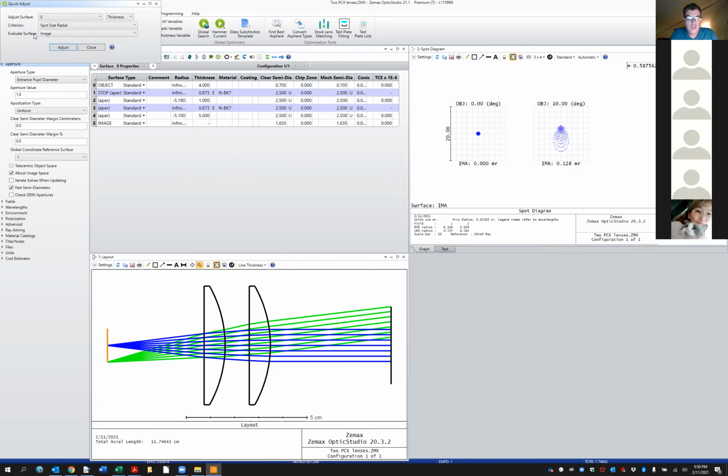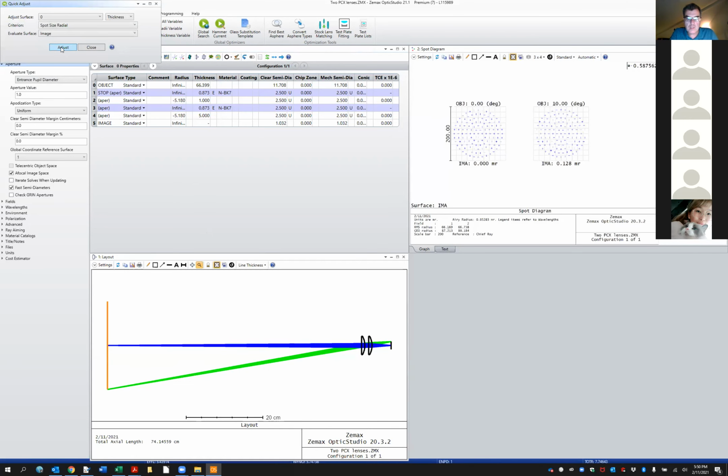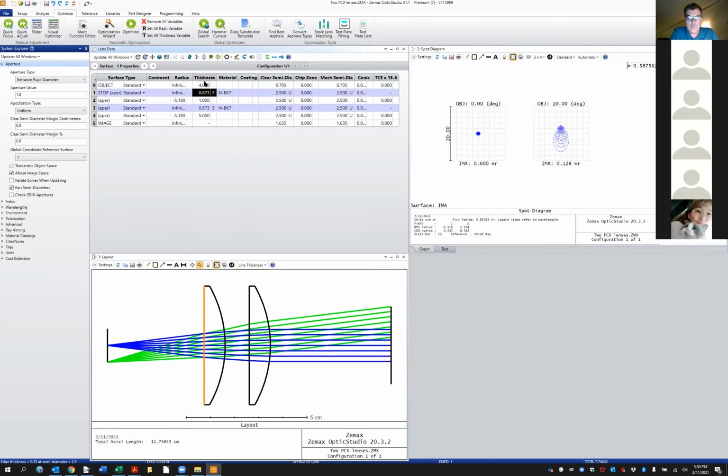We could just do a quick adjust. And, oh, no, it does not. I thought because it has an afocal image space and the spot diagrams are afocal, it was going to let me take a shortcut that it won't let me take. So if you're confused by what I just did, don't worry, so was I. Let's do this the right way.